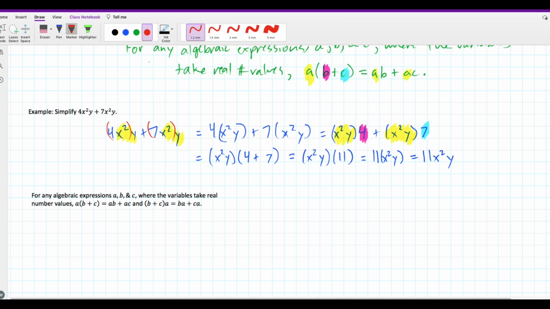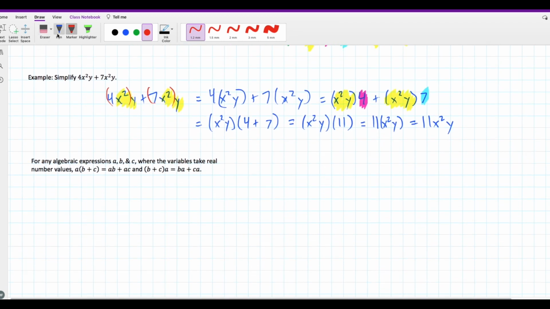Okay, so two terms that have the same, what we call here, a literal part because it involves letters, okay? If they have the same literal part, then you'll be able to use the distributive property and combine those like terms. So a like term, a pair or more of like terms, is just two or more terms that have the same variable part.